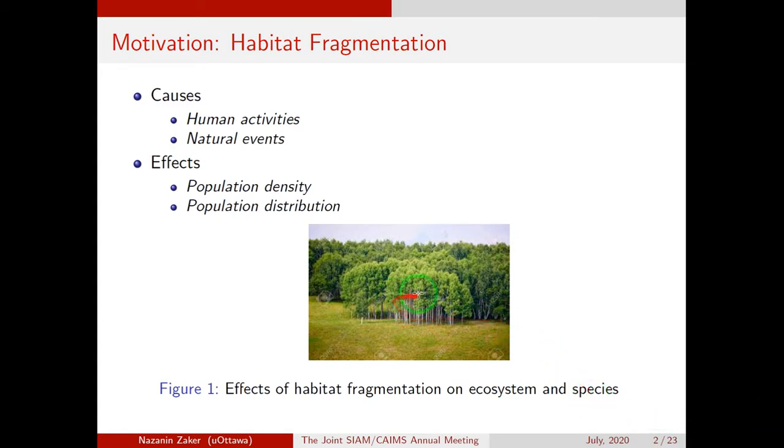For example, as we see in figure 1, our landscape is divided into two smaller patches. One of them is forest, the other one is grassland, and this edge between these two patches is called an interface. Such edges can have a number of effects on population densities and distributions.